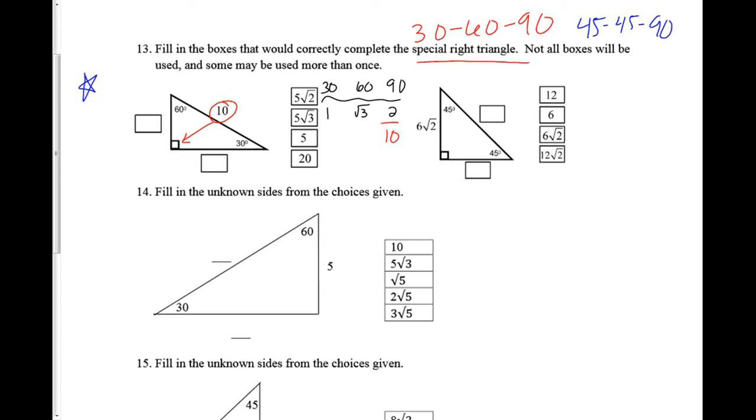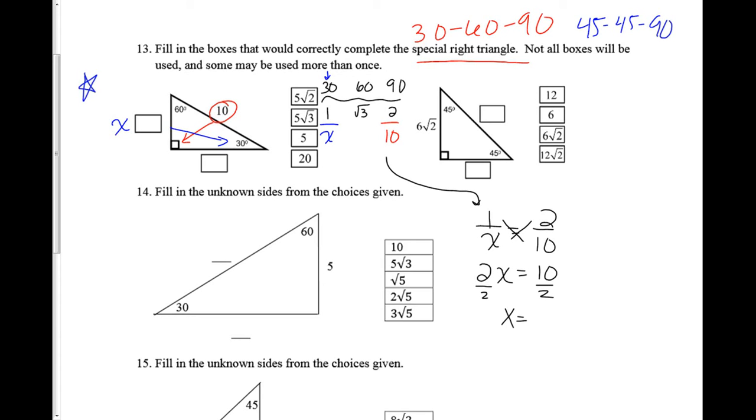Next, I'm going to find this side I have labeled x. X is across from the 30, so under the 30, I'm going to make a fraction with the 1. Now I'm going to take those 2 fractions and solve for x. So I set them equal. So I have 1 over x is equal to 2 over 10. When I cross multiply, I have 2x is equal to 10. Divide both sides by 2, and I have x is equal to 5. So in your test, the problems will look like this. You will need to write the 5 in the box in the triangle.